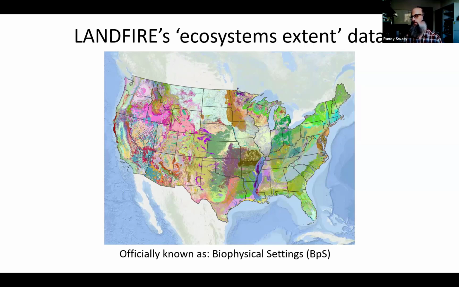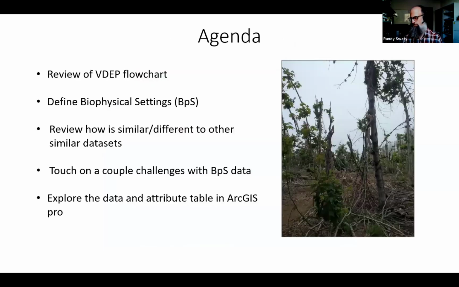So I'm going to be talking about LANDFIRE's ecosystem extent data set, officially known as biophysical settings. So first, I'm going to go over that flow chart that I mentioned. I'm going to give you a super brief definition of biophysical settings, which I'll probably refer to as BPSs. I'll put it in context to a few other similar data sets and would love to see the chatter go off the wall with that because I will not be complete. I'll touch on some challenges with the BPS data. Jim mentioned one earlier around map zones. And then I'm going to dig into ArcGIS Pro to explore the data and attribute table a little bit more.